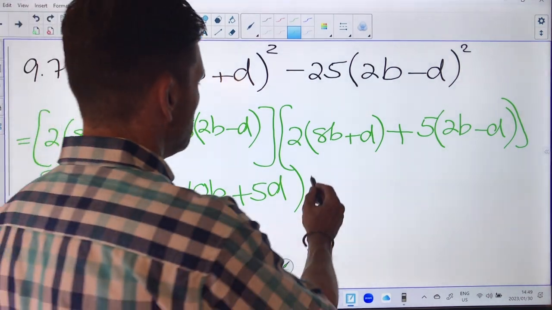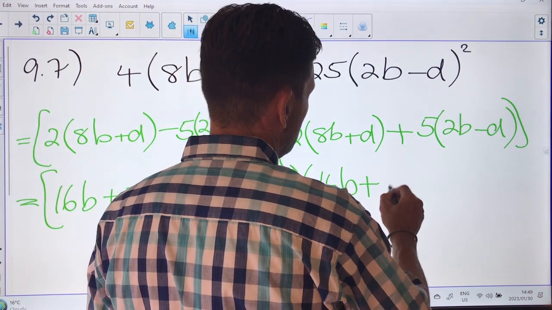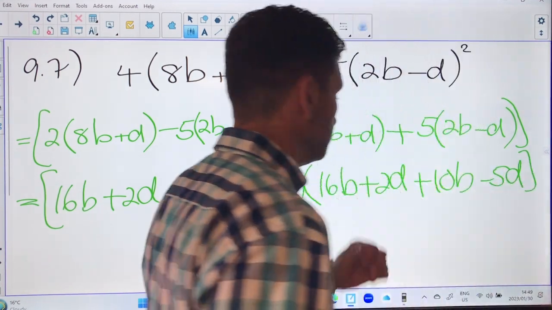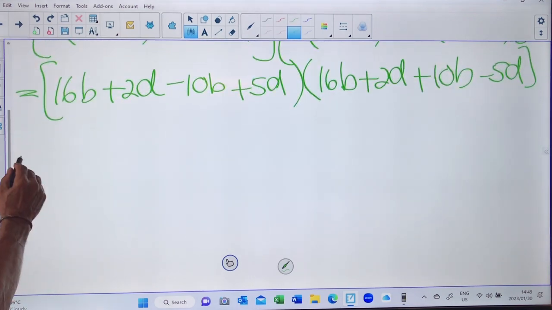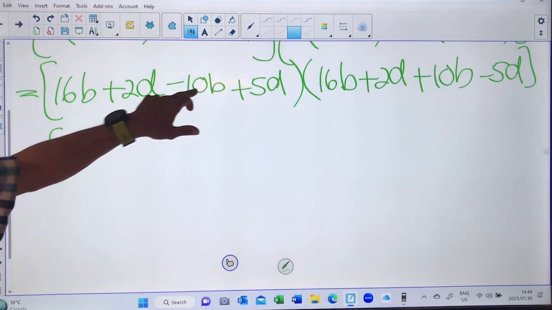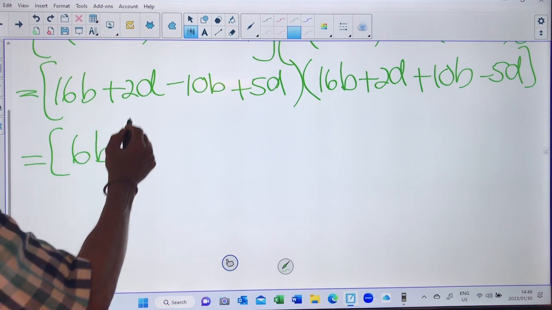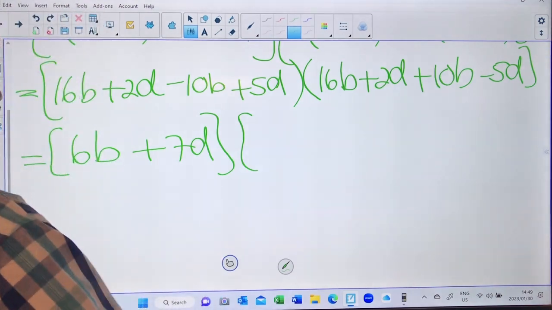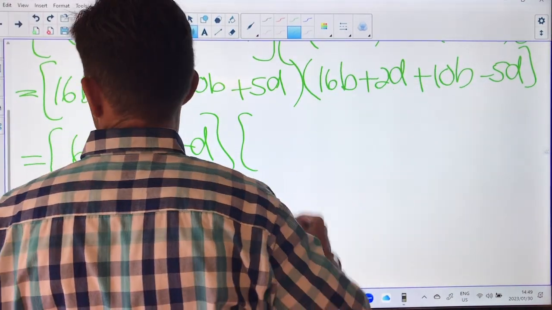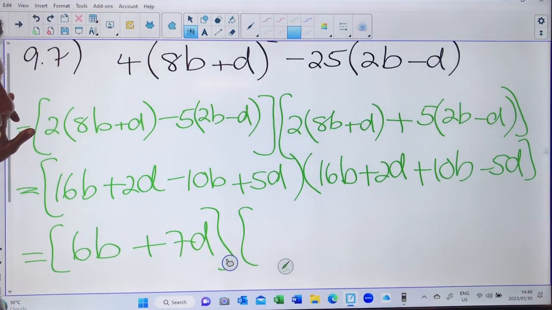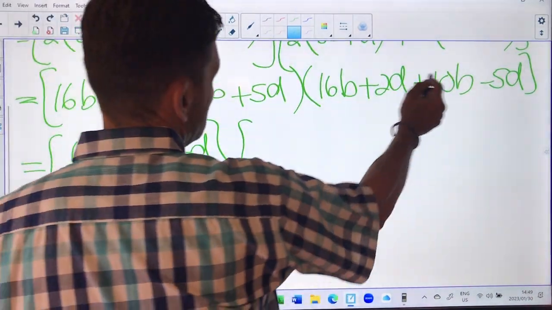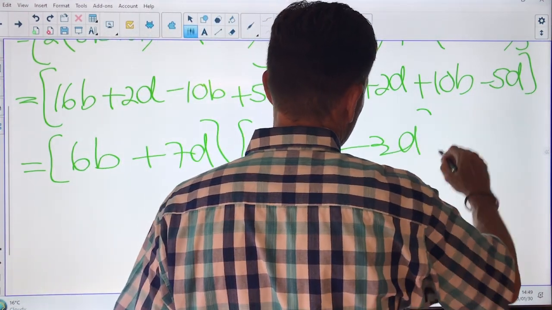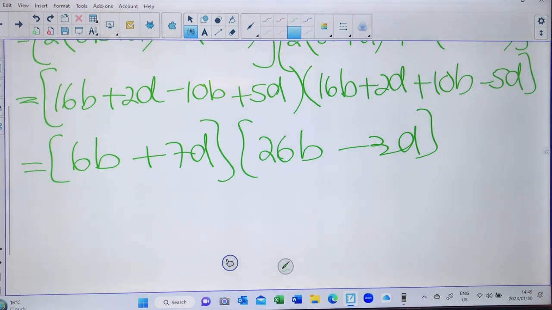Same in this one. I'll multiply that out. 16b plus 2d plus 10b minus 5d. In each bracket collect like terms. 16b minus 10b will give us 6b. 2d plus 5d will give us 7d. Same applies here. Just check if I've done this correctly. Okay. 16 plus 10, 26b. 2d minus that is minus 3d. And now we're done with this one.